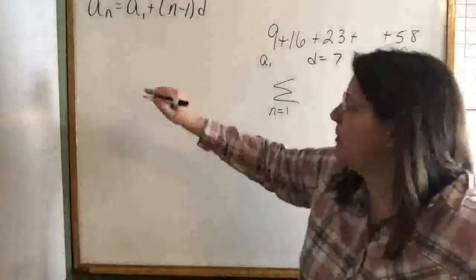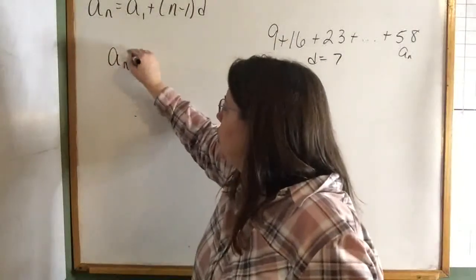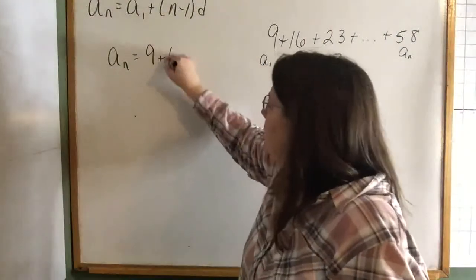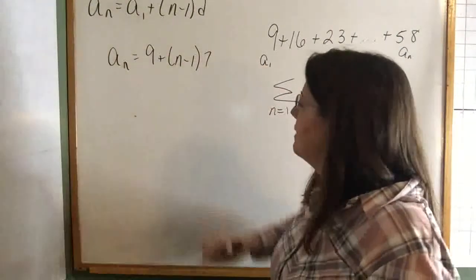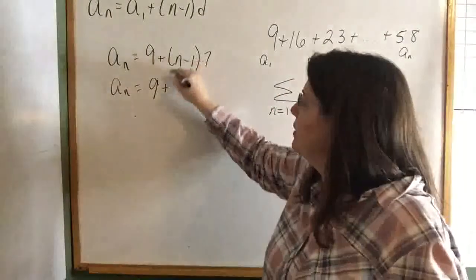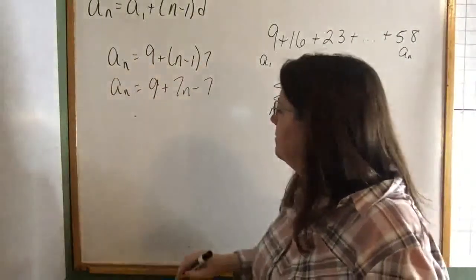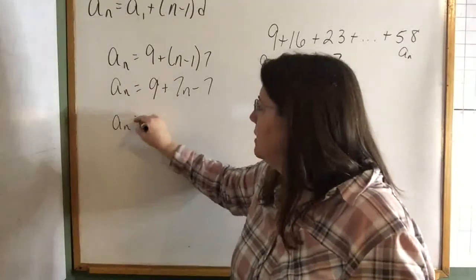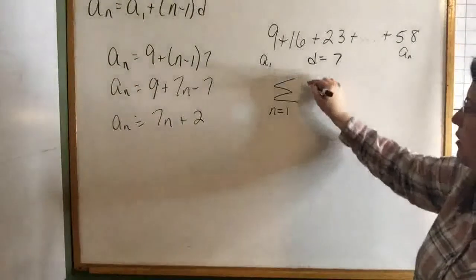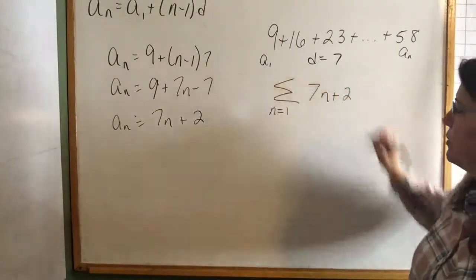I'm going to go over here to my formula and write my nth term formula. A sub n equals 9 plus n minus 1 times 7. So a sub n equals 9 plus 7n minus 7. So a sub n is equal to 7n plus 2. That's my formula that goes beside my sigma, 7n plus 2.